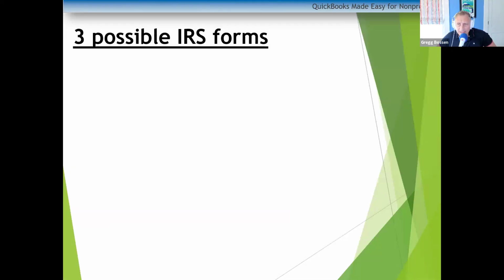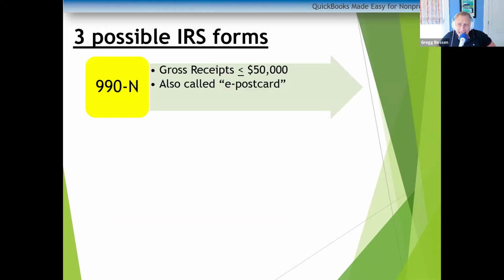So then what to file? So there's three possible IRS forms. What are they? Put it in the chat. One is called the 990N, and it's also referred to as the e-postcard. Looks like y'all got it though. The three are 990N, 990EZ, and a traditional 990.